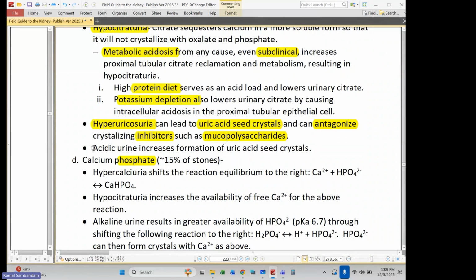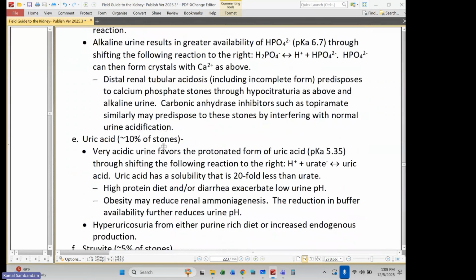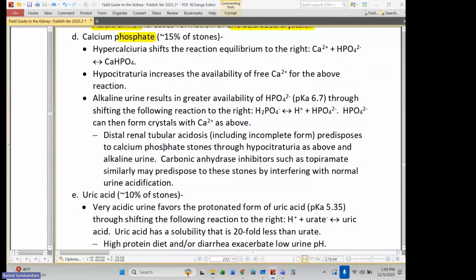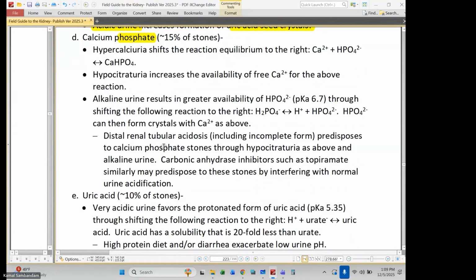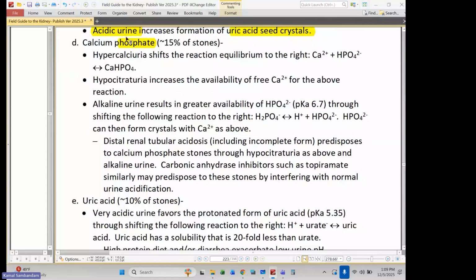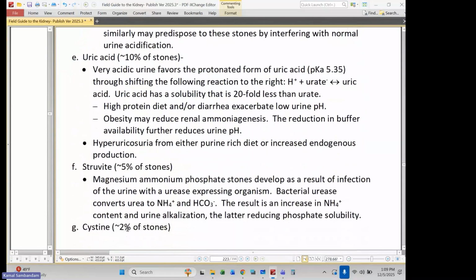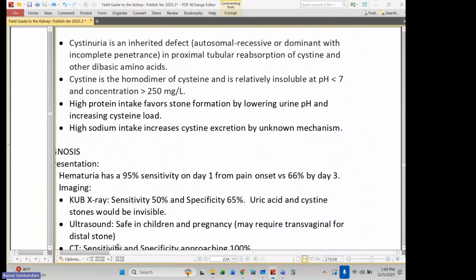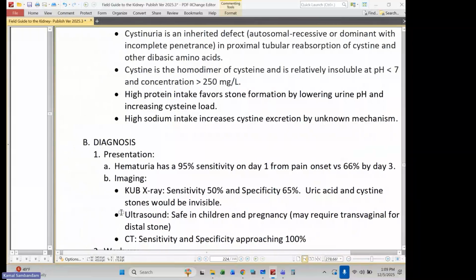Okay? Acidic urine may increase the predisposition to stone formation by making it more likely to form these uric acid seed crystals or nucleating crystals. Okay? Questions about calcium oxalate, the most common stone formed? If not, we'll get to calcium phosphate, uric acid, struvite, and cystine stones, and then go on to some of the clinical management of kidney stones next time.